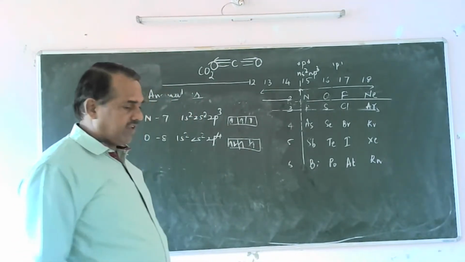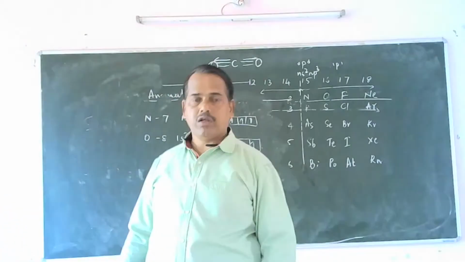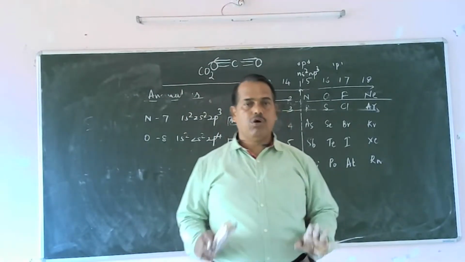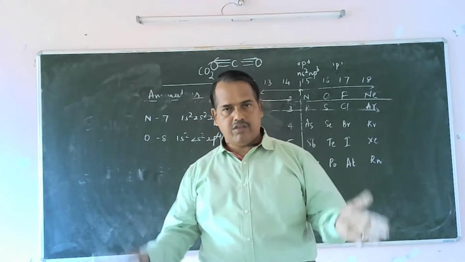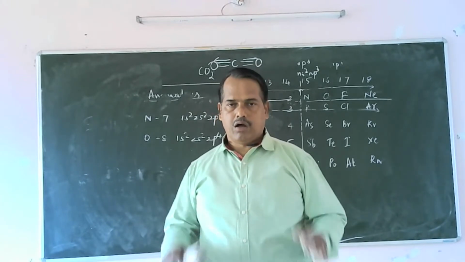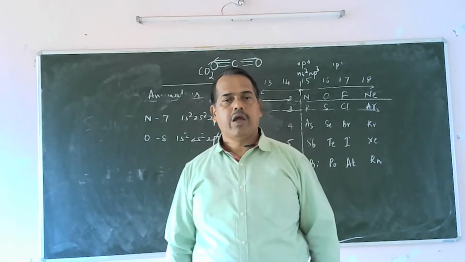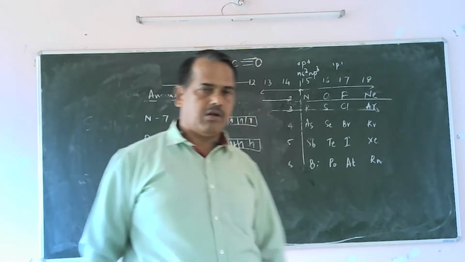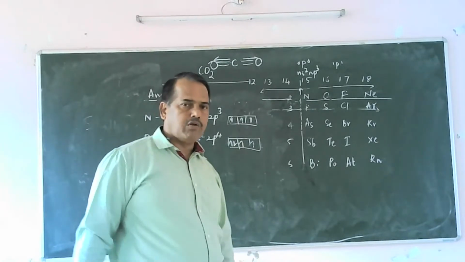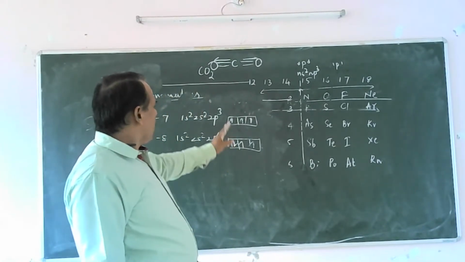Why is nitrogen anomalous with other elements? It is due to small size, high ionization enthalpy, high electron gain enthalpy, more electronegativity, and unavailability of d orbitals. We are going to give separate notes.